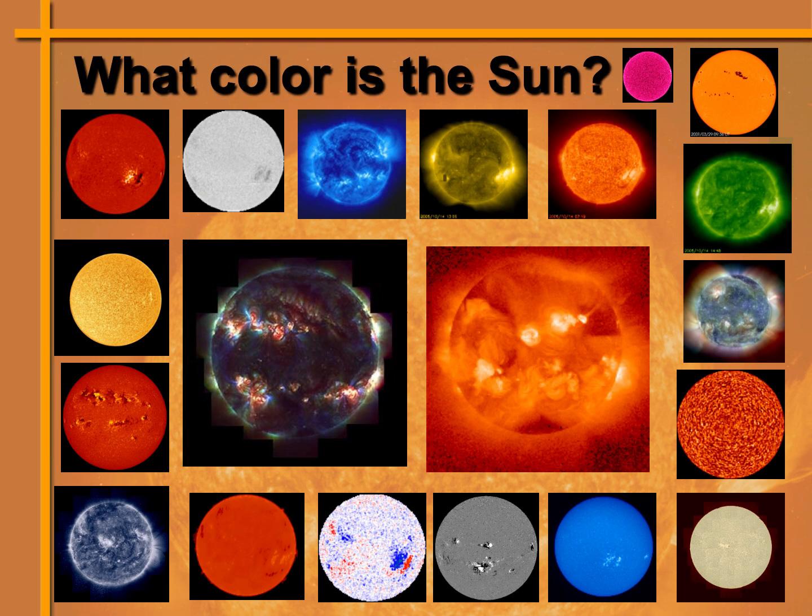Here you see many images of the Sun, many of which were all taken on the same day. Can you see the same active area in many of the pictures? The Sun is yellow, but these images are a lot of different colors.